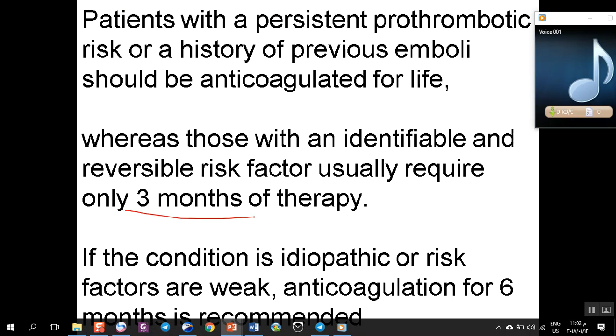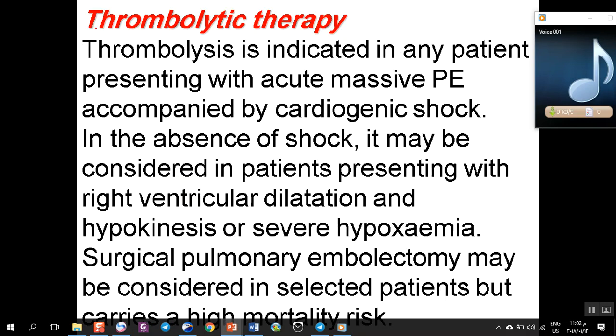Now, the thrombolytics. In case of massive emboli, we can give patients thrombolytics, such as alteplase, 100 milligrams infusion over 2 hours, and the effect can be reached within days, with the patient completely cured of clots. Thrombolytics lyse the clots.